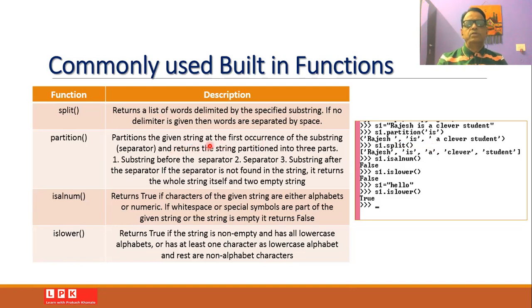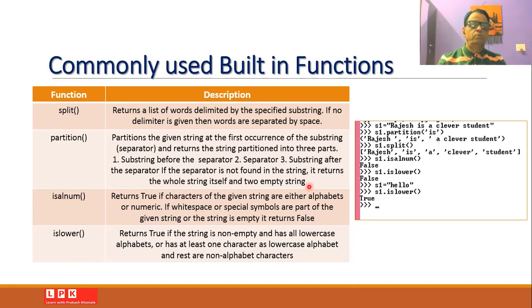That is, the partition function will partition the given string at the first occurrence of the substring and return the string partitioned into three parts. That is, the substring before the separator, then the separator, and then the substring after the separator. And therefore, whenever my string is Rajesh is a clever student, and when I give S1 dot partition is, then before is there is a string Rajesh, then there is the separator, and the remaining string a clever student will appear at the output.